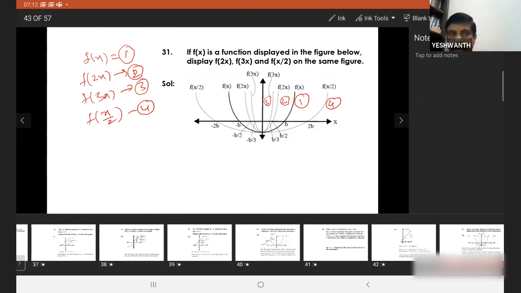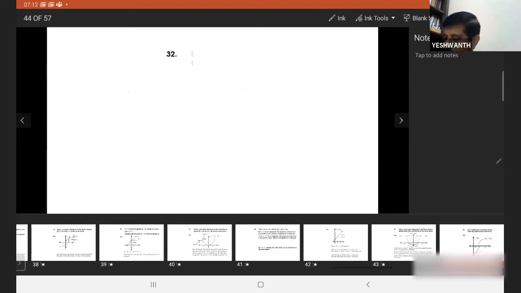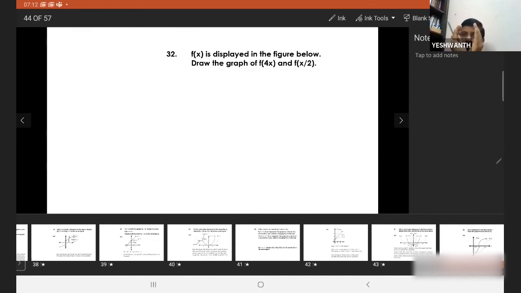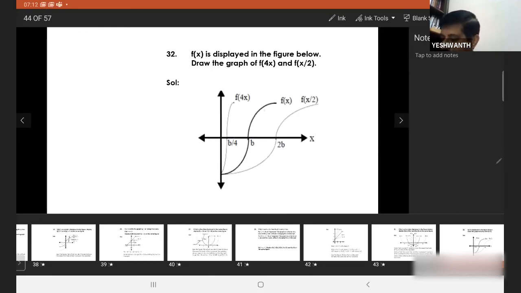Okay, let us move to the next question. f(x) is displayed in the figure below. Draw the graph of f(4x) and f(x/2). f(4x) means the slope increases, so they get closer towards the y-axis. f(x/2) means they move away from the y-axis. That's all. You see, this is 1.